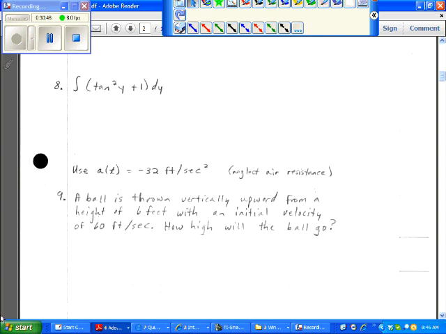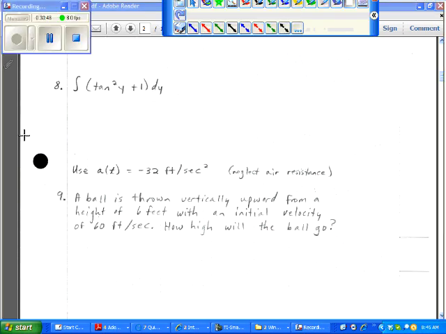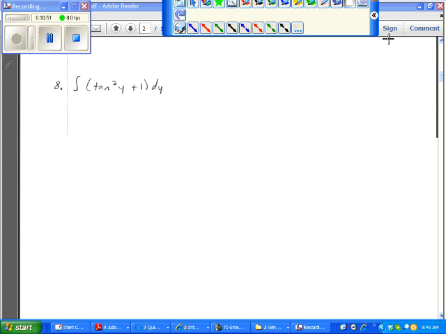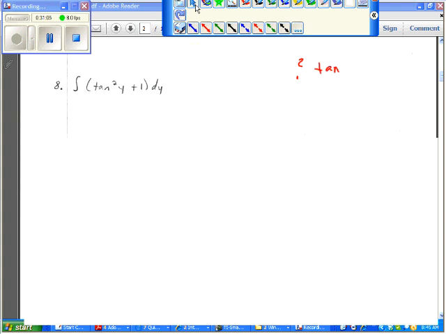Okay, number 8. Number 8, tangent square y plus 1. Tangent square. What is it that has the derivative of tangent square? Secant. But the derivative of secant was secant tangent, right? Yes. There's not one. So what do we do?